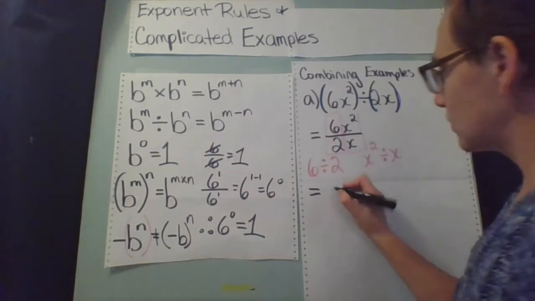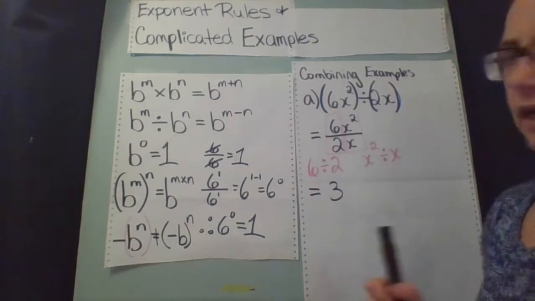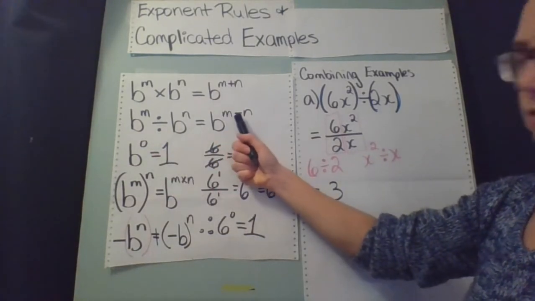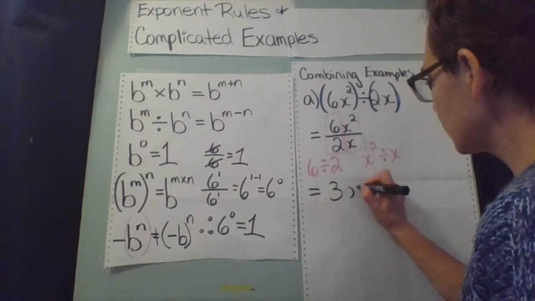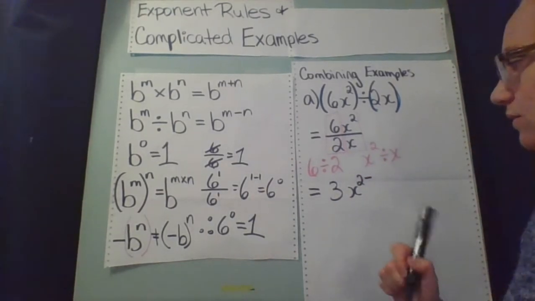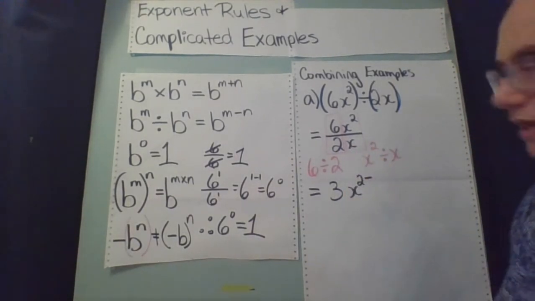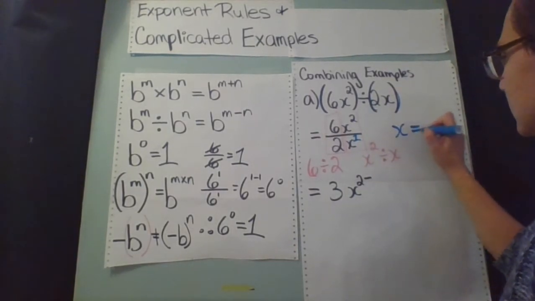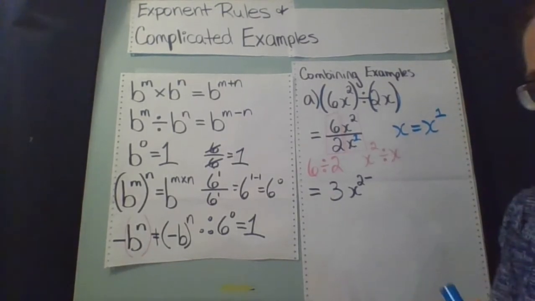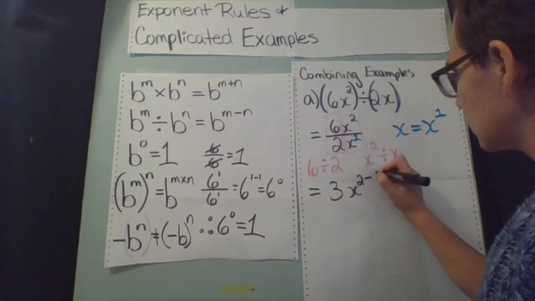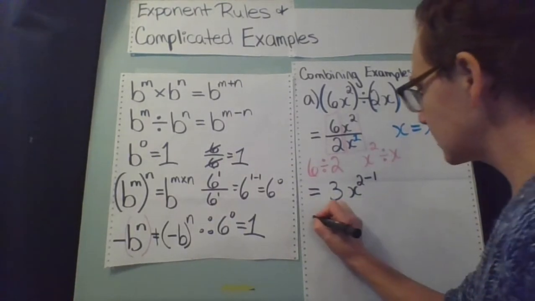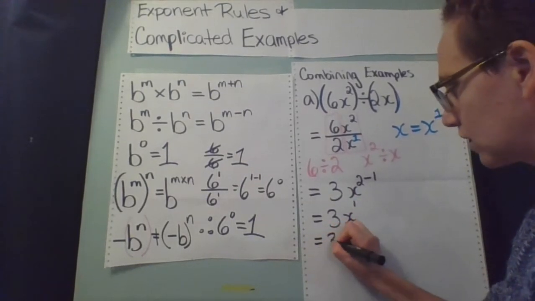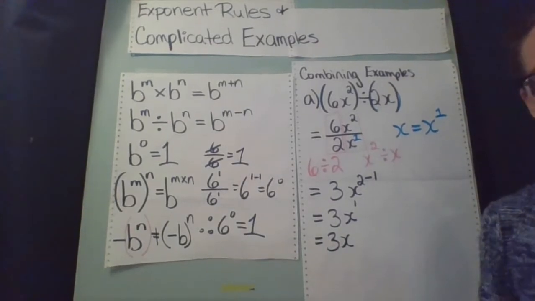6 divided by 2 we know is 3. And when I'm dividing my bases, I'm going to subtract my exponents. So that gives me an x to the 2 minus, oh, do we remember what the exponent is if there's nothing written? Remember it's a 1, right? x is the same thing as x to the exponent 1. So I need to do 2 minus 1. Final answer, 3x to the 1. You don't have to write the 1. You can leave it as 3x.